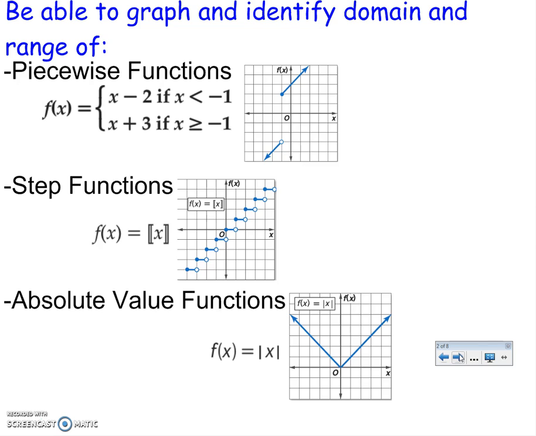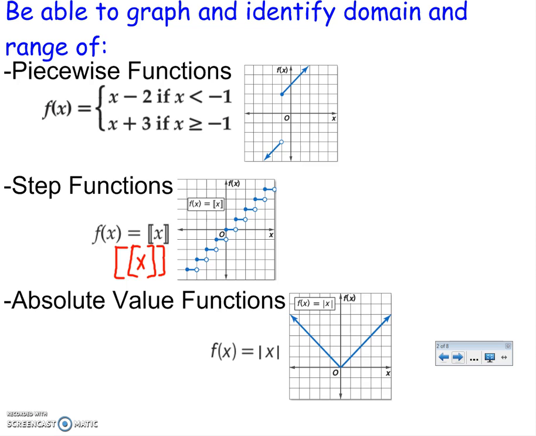The next one is a step function. F of x equals that weird sign. That's just two brackets. And as you see the graph, it looks like a step, like walking up the stairs. That's called the greatest integer function. So basically it either rounds up to the nearest number or down to the nearest number, but it always makes a step, and I'll talk more about that later.